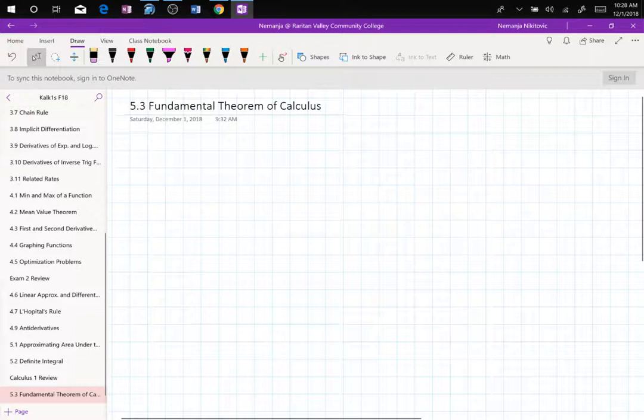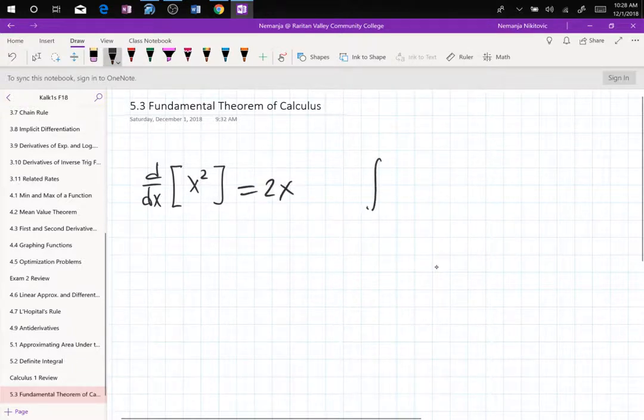See what is so interesting about it. So you are familiar with the fact, hopefully, that derivatives and integrals are opposites of each other. The derivative of x squared was 2x, and the integral of 2x dx was x squared plus some unknown c.